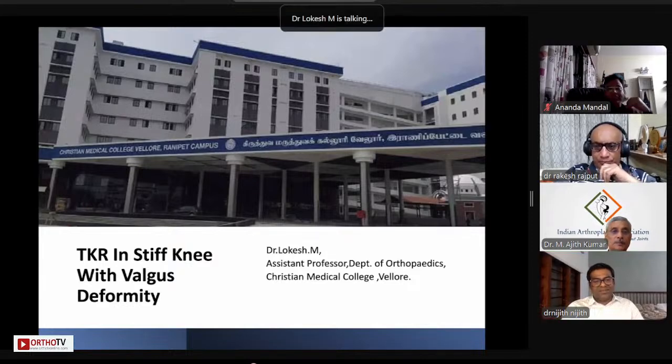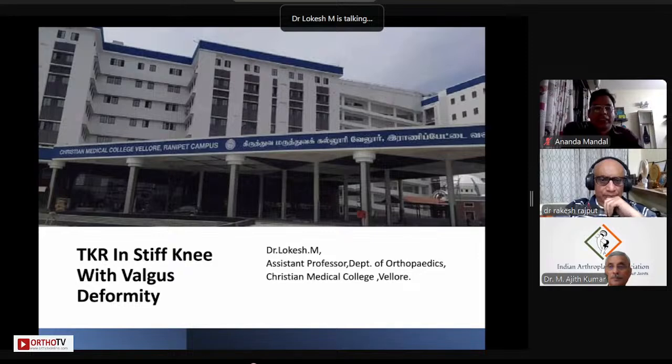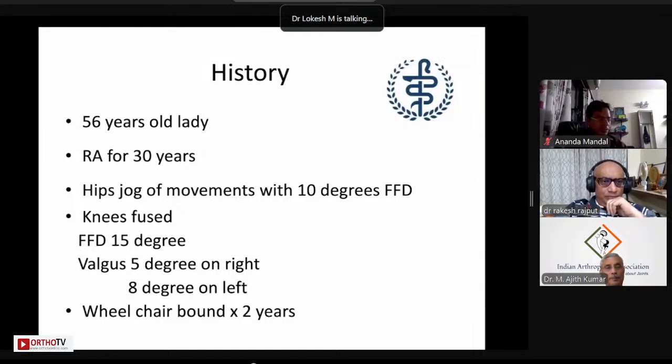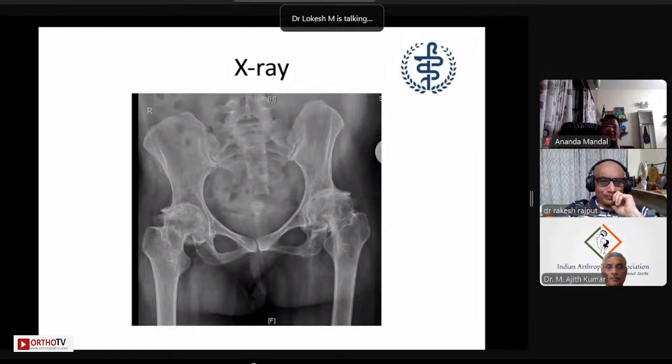I'm Dr. Lokesh, assistant professor in the Department of Orthopedics at Christian Medical College, Vellore. I'm presenting a 56-year-old lady who is a known case of rheumatoid arthritis for the past 30 years, presented to us with complaints of pain and stiffness in bilateral hips and knees. On examination, her hips were fixed at 10 degrees of flexion and only a jog of movement was possible. Her knees were fixed in 15 degrees of flexion with no further movement, with 5 degrees valgus on the right side and 8 degrees of valgus on the left side, and she was wheelchair bound for the past 2 years.